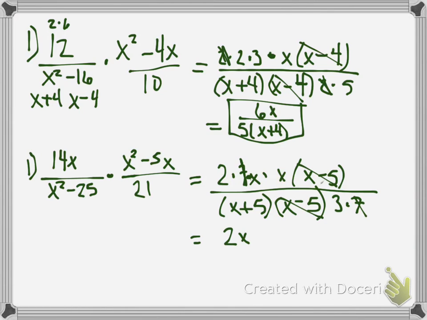Crossing out, I have a 2 and an x squared left on top, and then a 3 and an x plus 5 on the bottom, and that's it. You're done. Leave it in factored form. I did not ask any of y'all to distribute, and that's what I want is in factored form. There's an important reason for having it factored. So let's look at number 2.